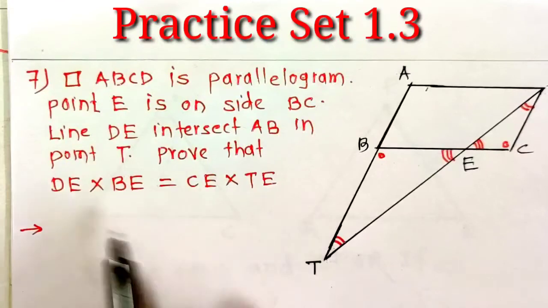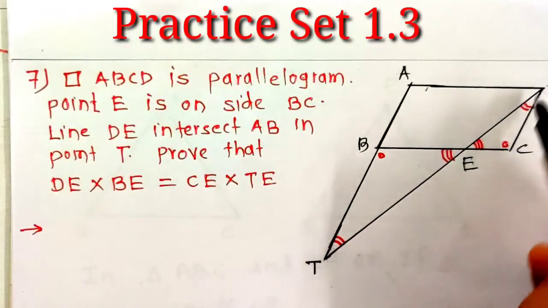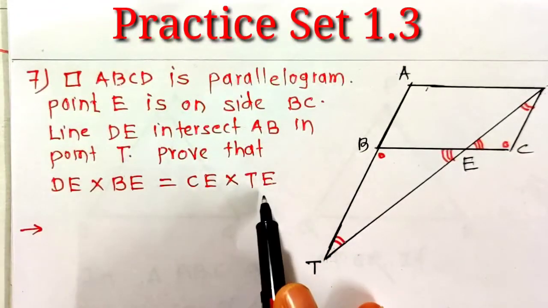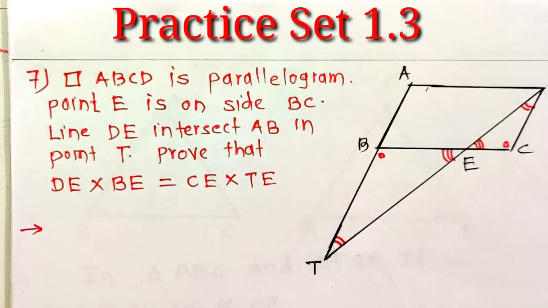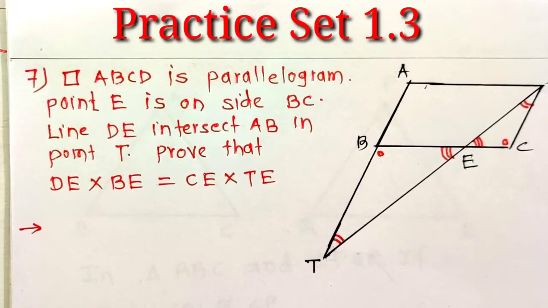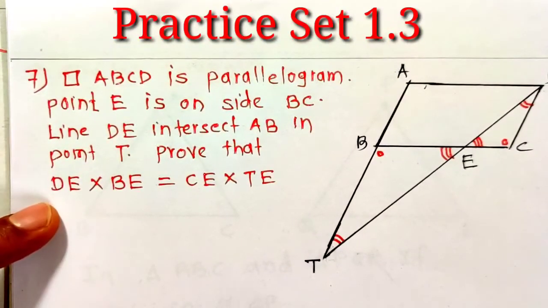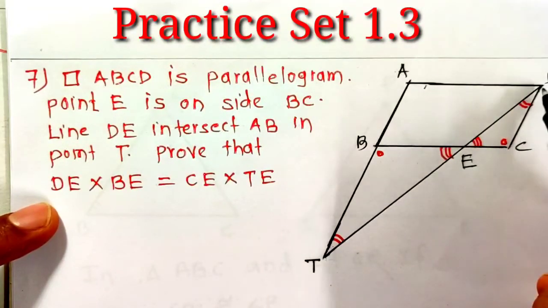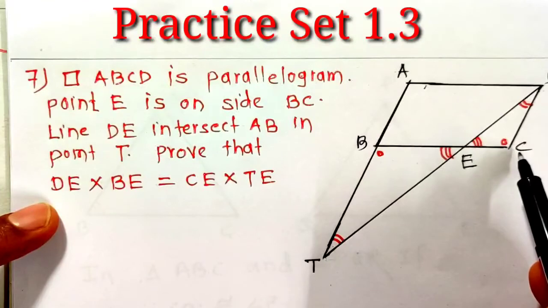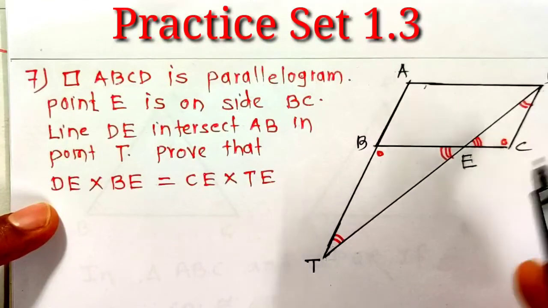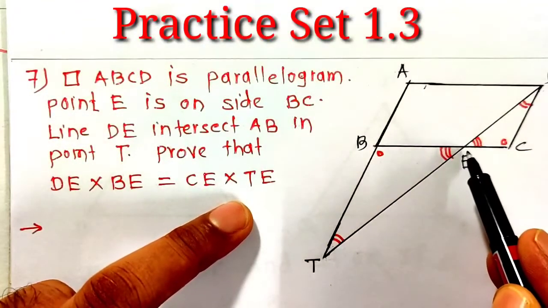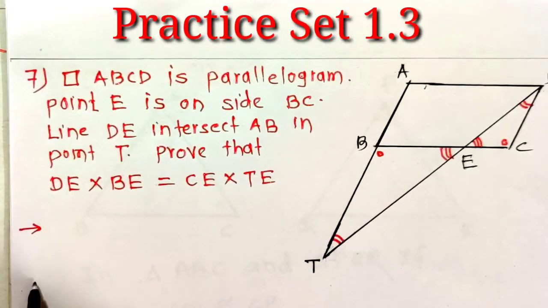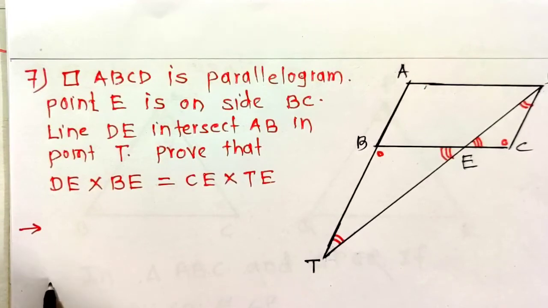Then what do we have to prove? DE into BE is equal to CE into TE. That means we have to show two triangles similar. So these are the sides of which triangles? DE and CE mean triangle DEC. And here TE and BE, triangle TEB. So directly we can write the proof in triangles.